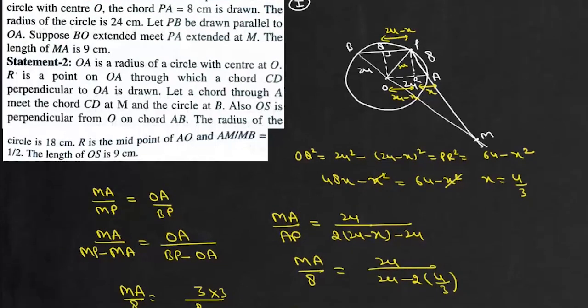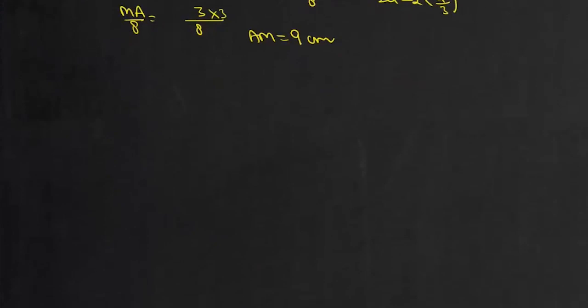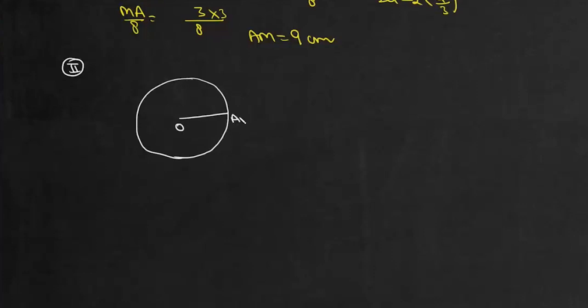So now we'll draw conditions given in the second statement. So for this second statement, we are given a circle whose one of the radius is OA. So this is O and this is A. Now there's a point R on OA through which a perpendicular chord CD is drawn. So we have this perpendicular chord CD, which is drawn through this point R. Now there is another chord which passes through A and which intersects the circle at B. So this point is B and it intersects CD at this point M.